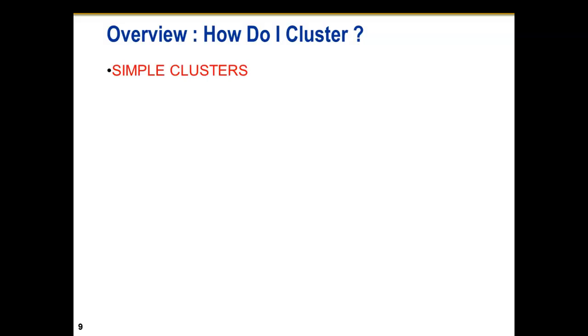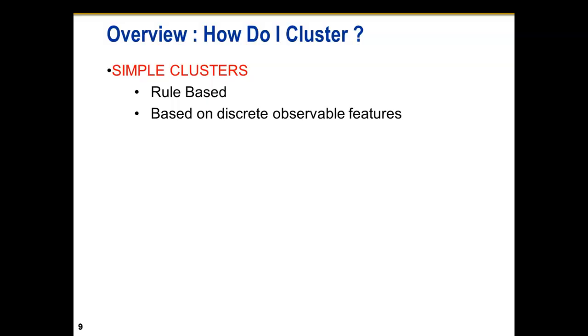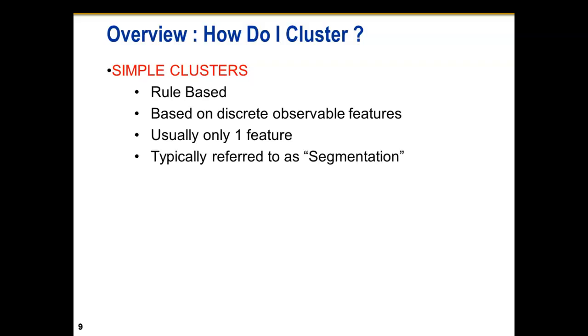Simple clusters, what is that? That's going to be a rule-based cluster. It's going to be based upon some kind of a discrete or observable feature, usually one, maybe two features. It's typically referred to as segmentation. So if it's really simple, we call it segmentation.